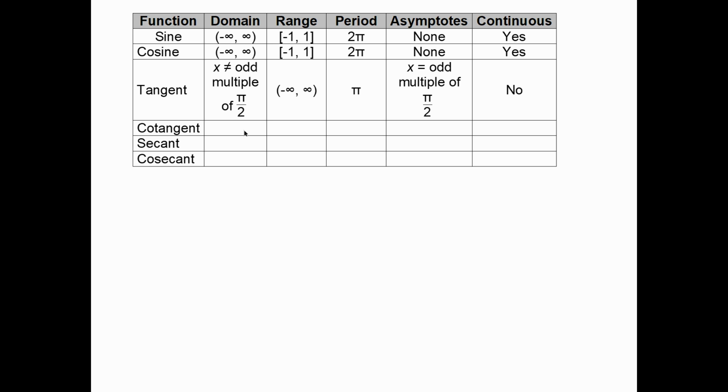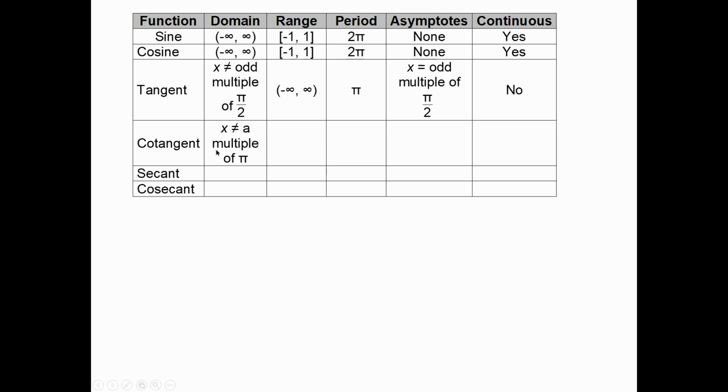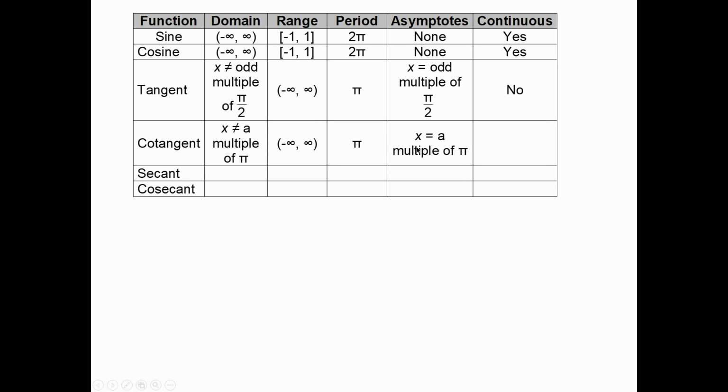The cotangent. Remember, the cotangent was x over y. Y was 0 at the multiples of pi. So the domain is x does not equal a multiple of pi. Range, all real numbers, minus infinity to infinity, period, pi. Okay, the asymptotes, x equals a multiple of pi. Notice the asymptotes and domain are kind of related. Continuous? Nope.